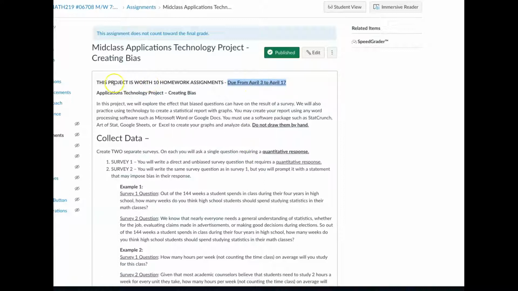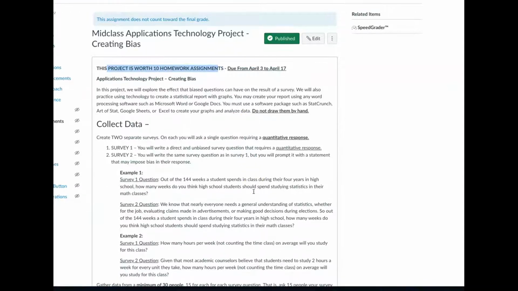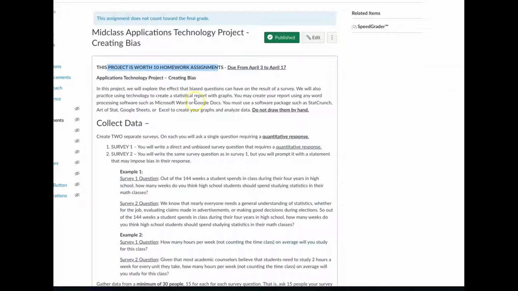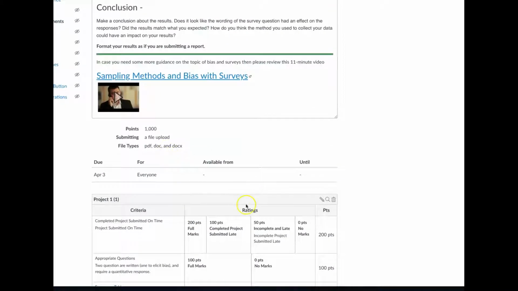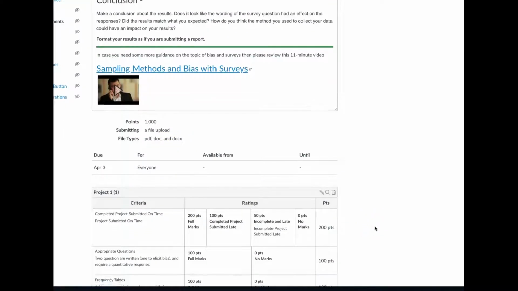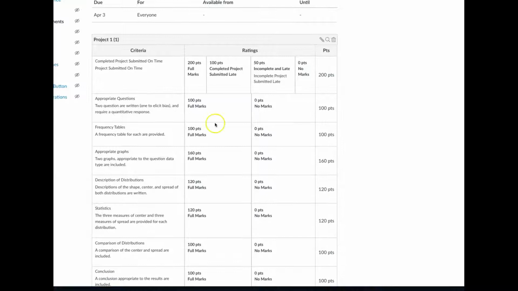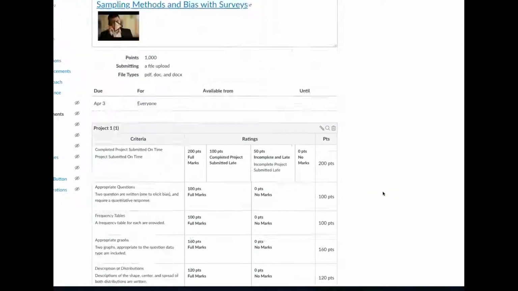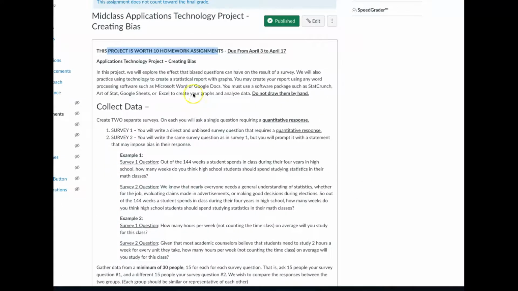And this assignment is worth 10 homework assignments. This is going to the practice category of our practice and preparation, but since it's worth 1,000 points, that's equal to 10 homework assignments. So it's not an exam, but it's worth 10 homework assignments. It's like not completing 10 homework assignments if you don't do this. So please keep that in mind.